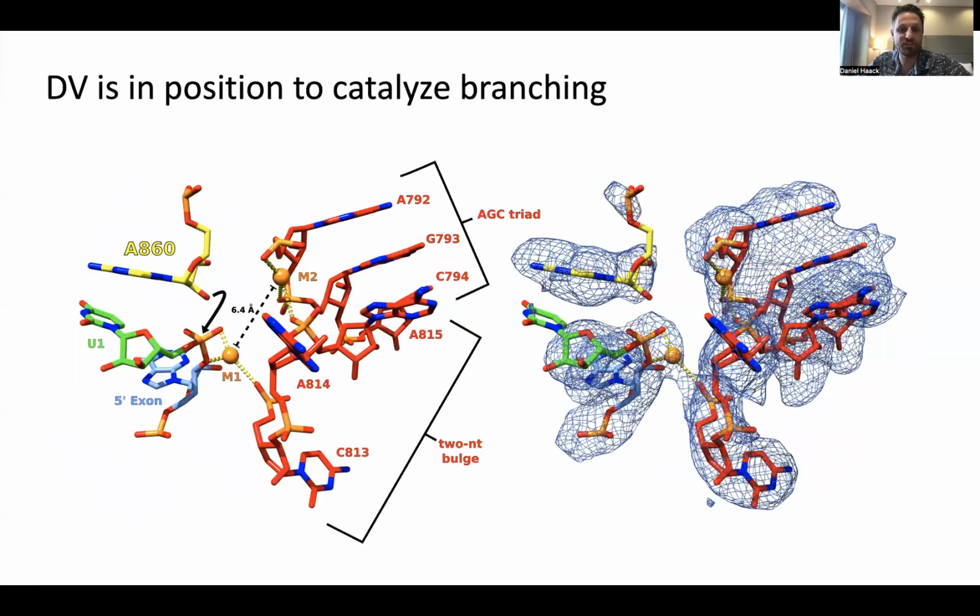In addition, the AGC triad and 2 nucleotide bulge were coordinating the catalytic metal ions, with M1 fully coordinated to the 5' splice site. The metal ion binding pocket was slightly expanded, which likely led to our ability to capture this elusive state. However, small compaction of D5 would bring the 2 ions within the 4 angstroms required for catalysis.